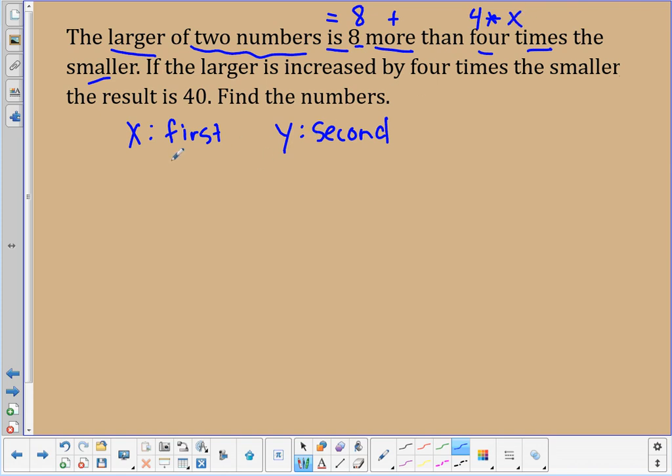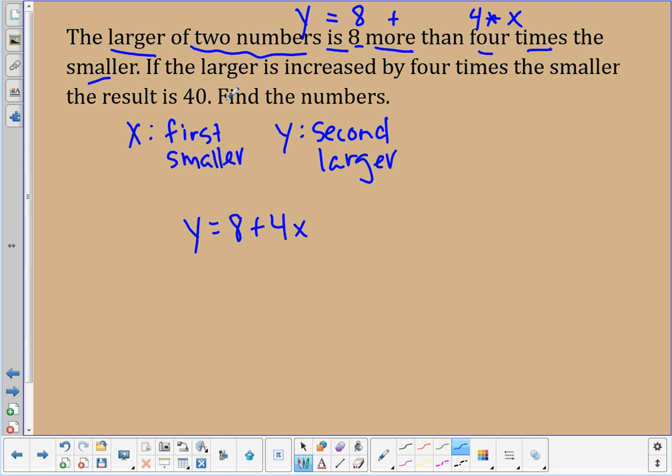Okay, first, second, you could also call this smaller, larger. Doesn't really matter. You just need two variables. Okay, so there's my equation. The larger was the y. So my first equation looks like y equals 8 plus 4 times x.